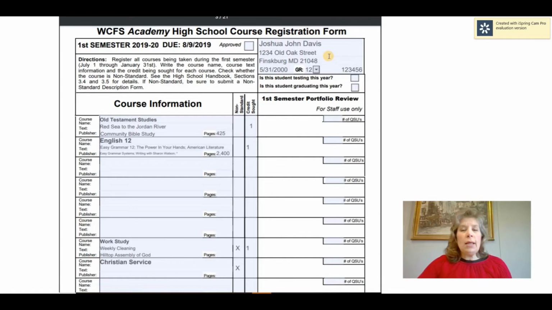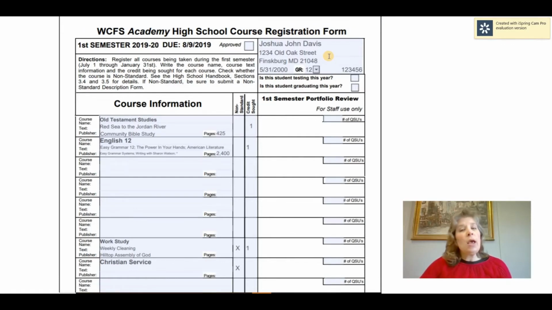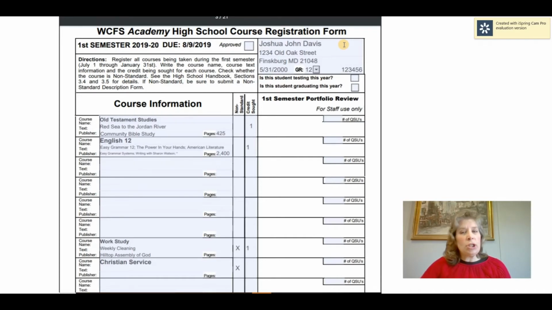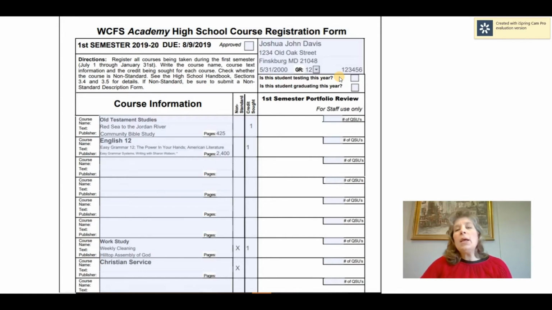If you look at the top right-hand box, you can see that all of the student information that you filled out on the first page filled in here. Next, we want to go to the two questions underneath. Is the student testing this year? If your student is testing through your affiliate program or through Wellspring Christian Family Schools directly, you want to put a check there. However, if your student is not taking any standardized testing through WCFS, leave that blank.